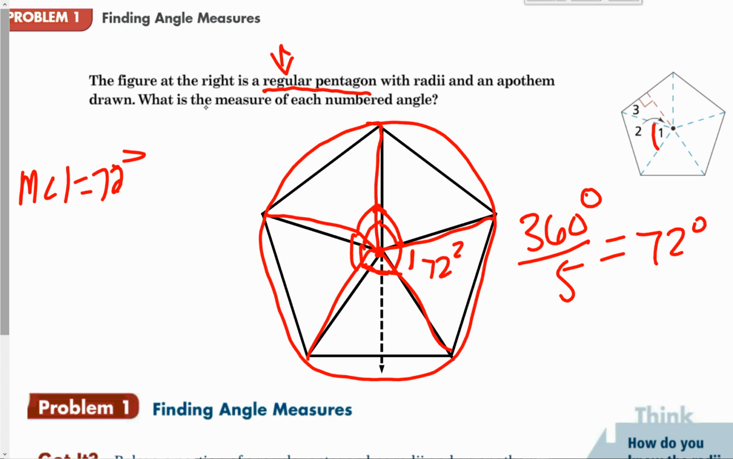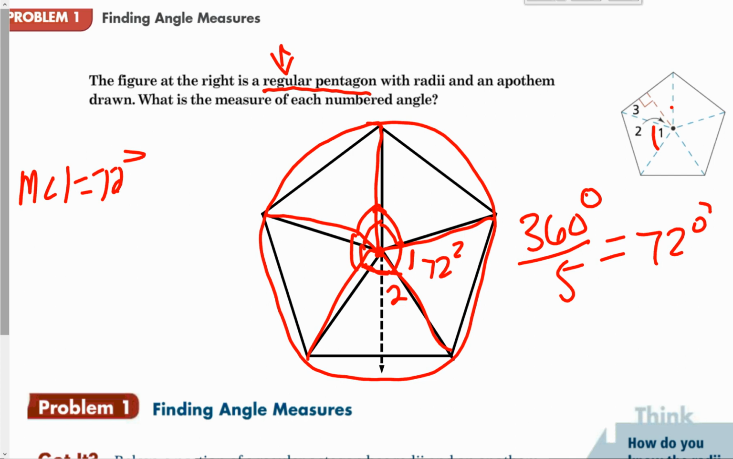All right, and then this angle also from here to here is 72. So then they want this angle right here in between. Well, what does that apothem do to this angle of 72 degrees? Well, it cuts it in half, right?